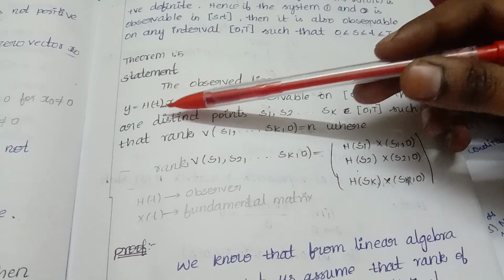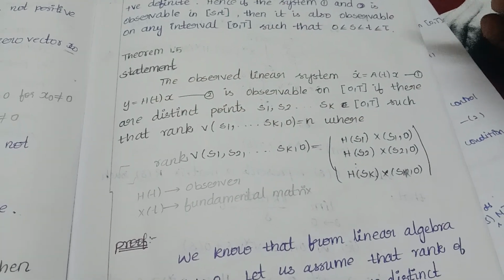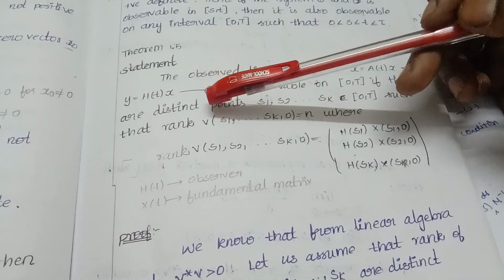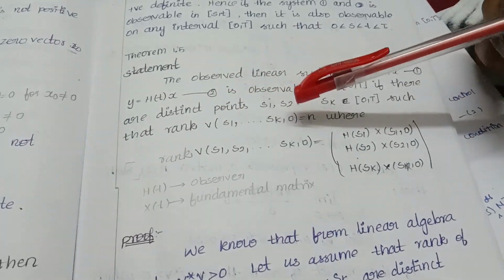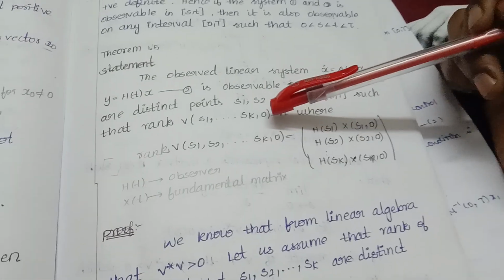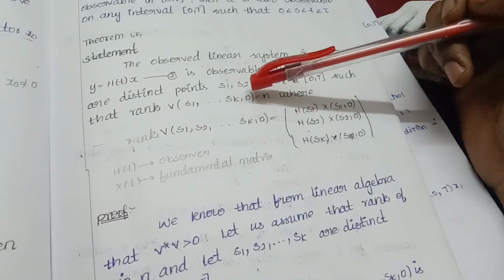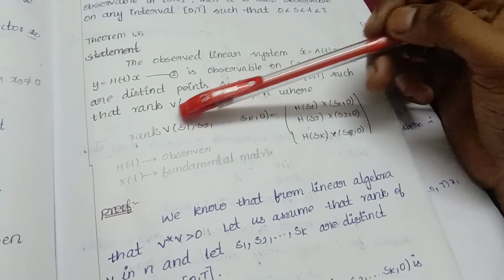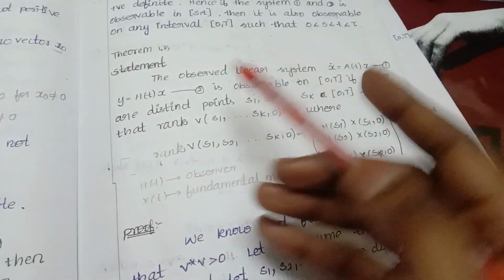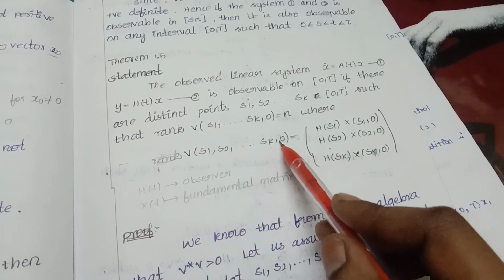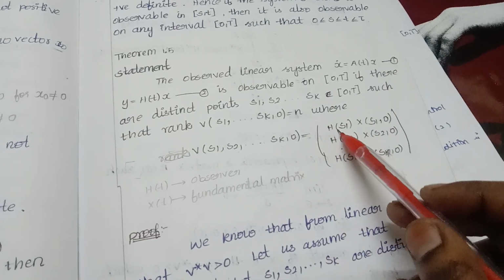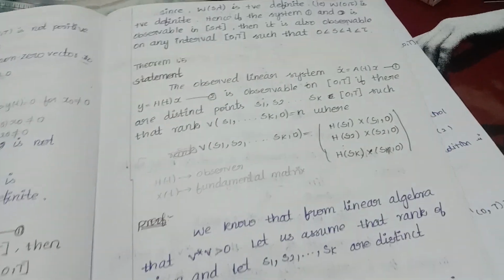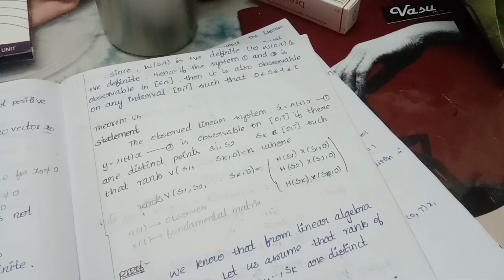Today we are going to see about the observability of the linear system x dot equal to A(t) x, y equal to H(t) x. The system is said to be observable if there are distinct points s1, s2, up to sk belonging to [0, T] such that the rank of V(s1, s2, ..., sk; 0) equal to n, where V(s1, ..., sk; 0) denotes H(s1) X(s1, 0). So if the system is observable, then the rank equals n.